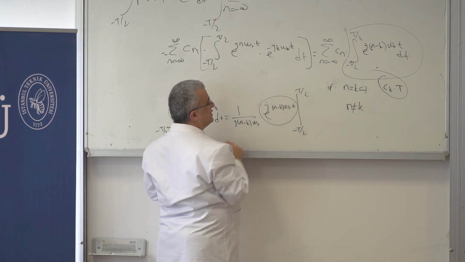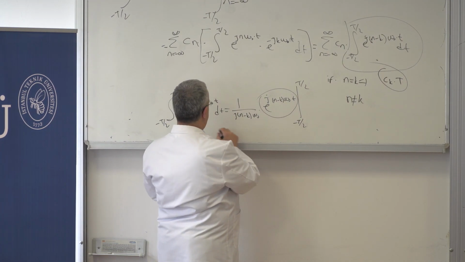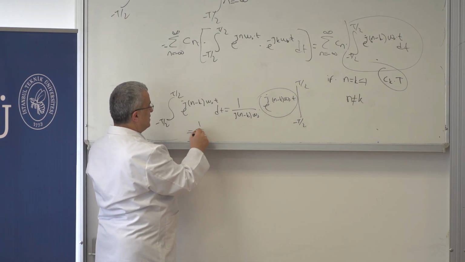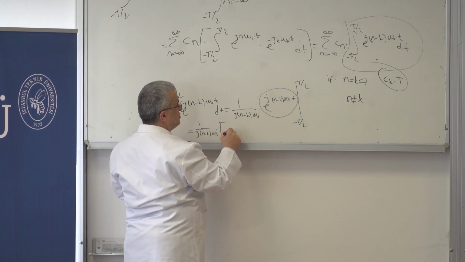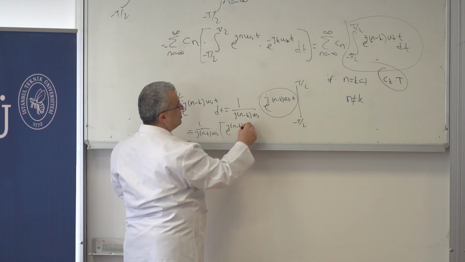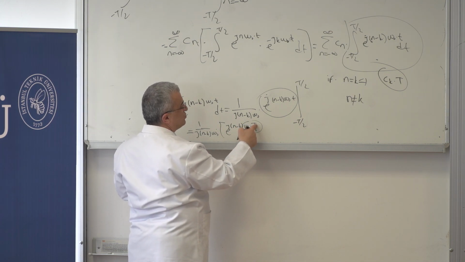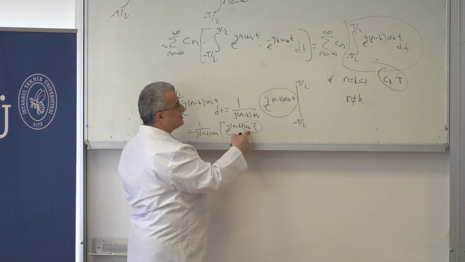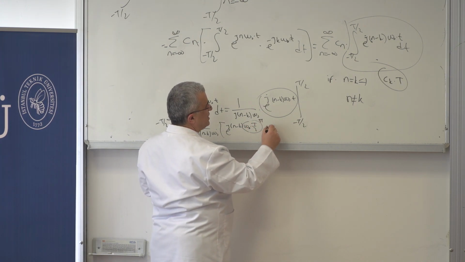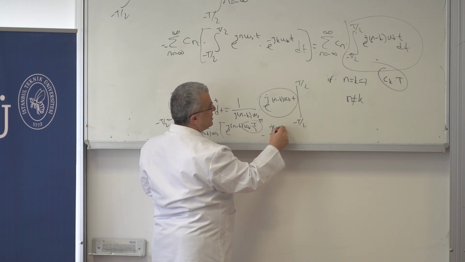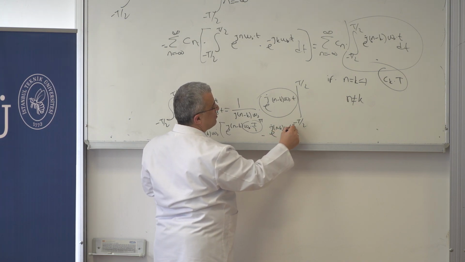Now we look at this one. In the upper limit, what is it? So e to the j (n minus k) omega 0 T over 2. What is this? Omega 0 T is 2 pi. Over 2 is, this is pi now, right? And this is equal to e to the j (n minus k) omega 0 times minus T over 2.